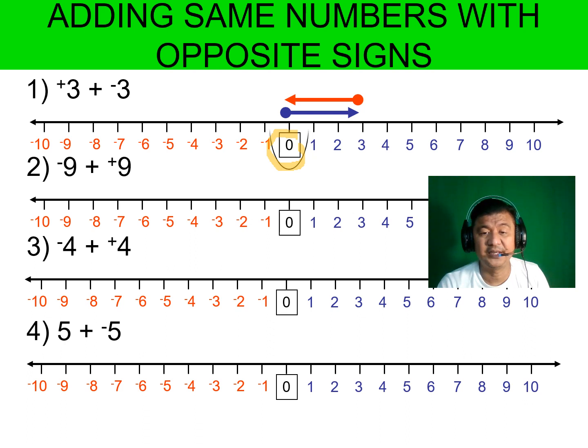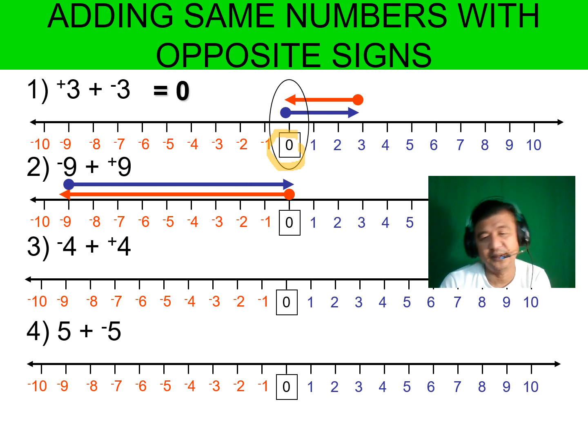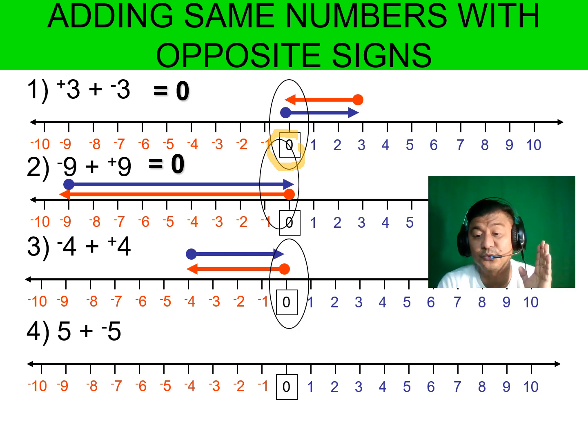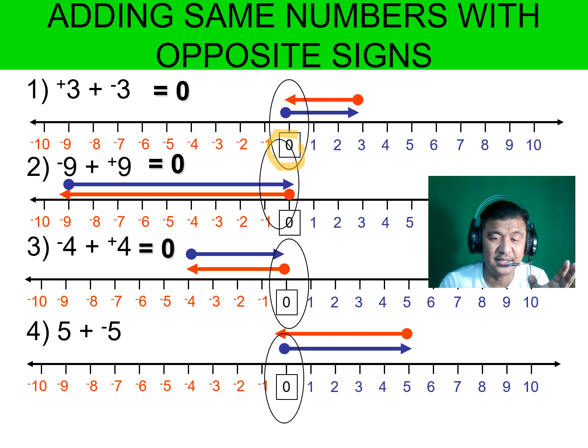And then where am I now? I'm back to 0. Take note of that. So the answer is 0. Now let's do negative 9 to the left, positive 9 to the right. Again, we're back to 0. Negative 4 to the left, and then positive 4 to the right. Again, we're back to 0. Positive to the right, and then negative 5 to the left, back to 0.